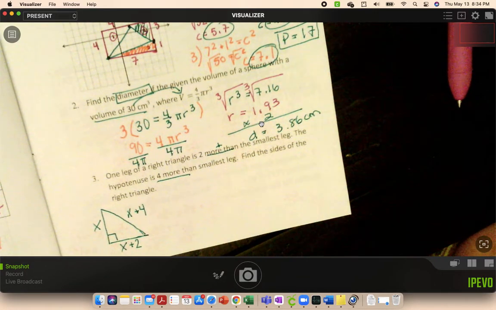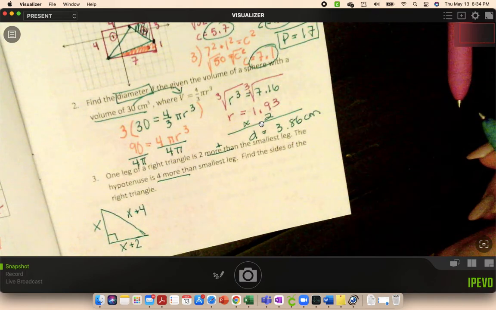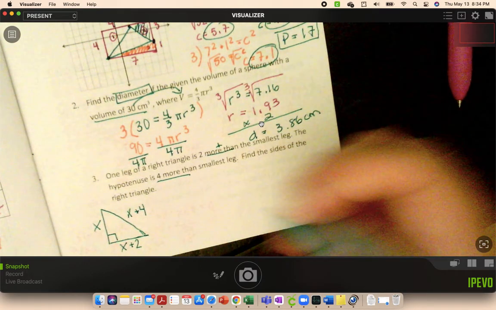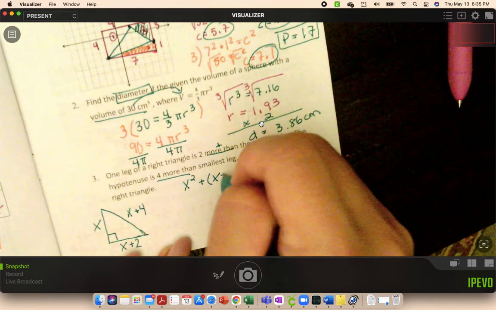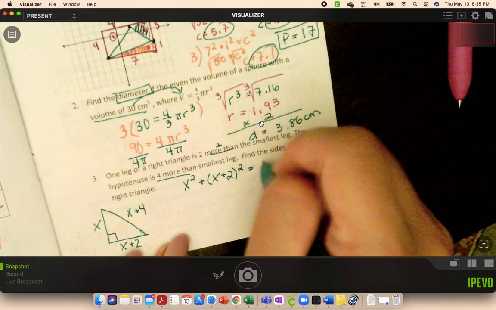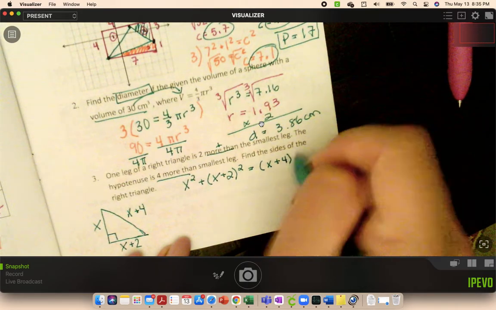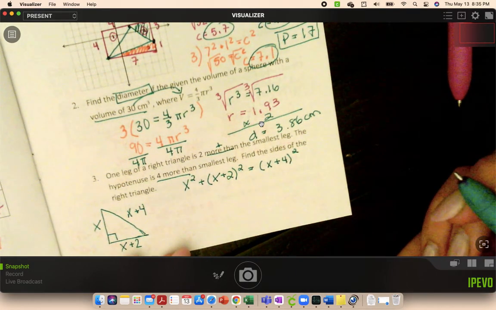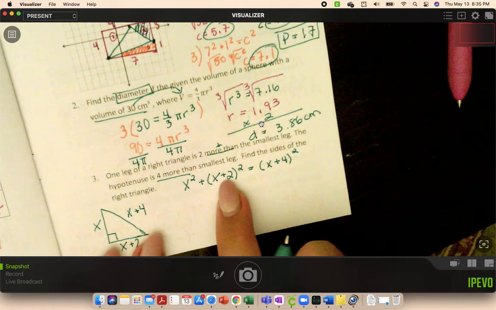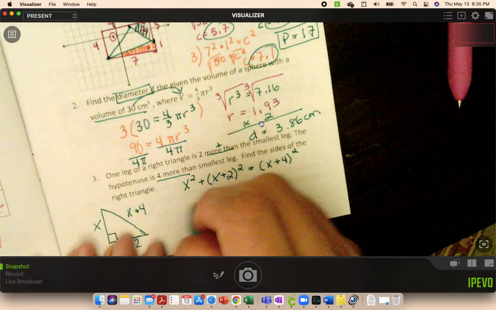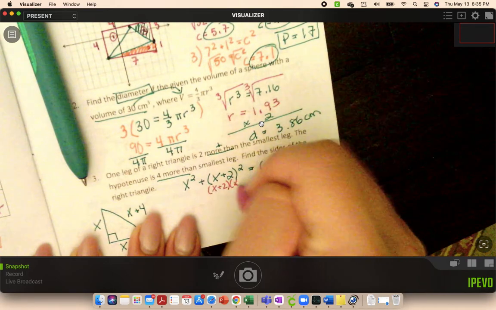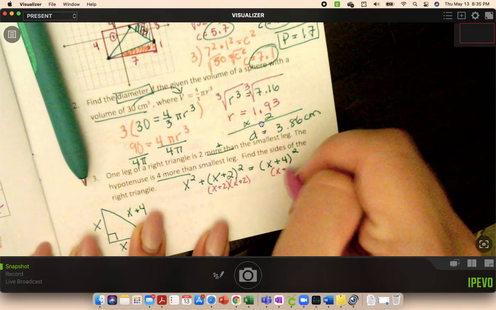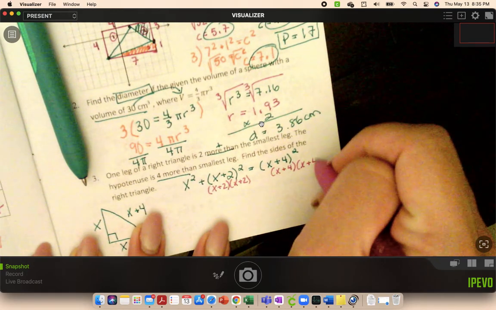All right, it tells me to go find the sides of the right triangle. It told me it was a right triangle for a reason. So what I need to go ahead and do is Pythagorean theorem. I have x squared plus (x plus 2) squared equals (x plus 4) squared. All right, and when we take a look at it, remember, I don't distribute, I write it twice. So for this one, this is going to be x plus 2 times x plus 2. And this one's x plus 4 times x plus 4.